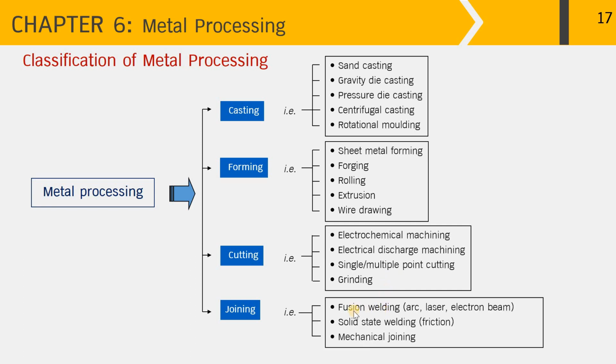Finally, the joining process involves fusion welding based on arc welding, laser or electron beam welding. Another type of joining process, which is more recognizable, is solid state welding that needs friction. And the last one is mechanical joining. But within this chapter, I would like to focus on these two types of metal processing. The first one is the casting process, and the second one is the forming process.